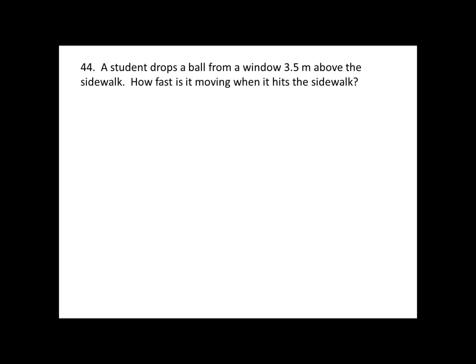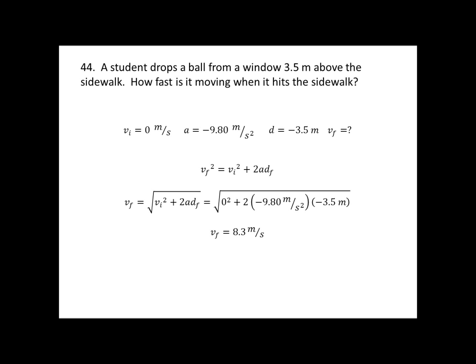A student drops a ball, there's that word again, drops a ball from a window 3.5 meters above the sidewalk. How fast is it moving when it hits the sidewalk? Alright, now, I know I'm going to use 0 for VI. We've already talked about that. But look at my displacement. Why a negative 3.5 meters?